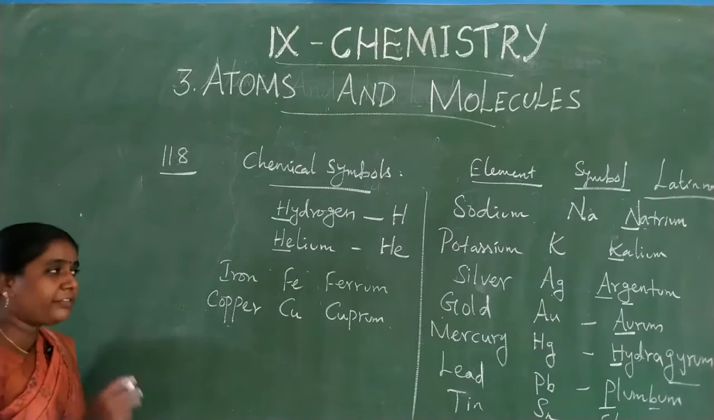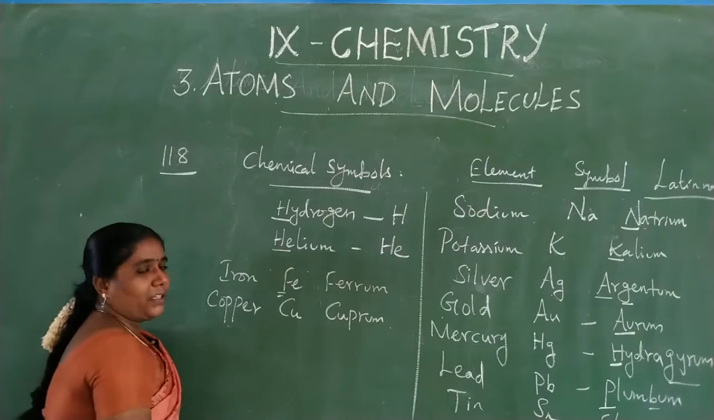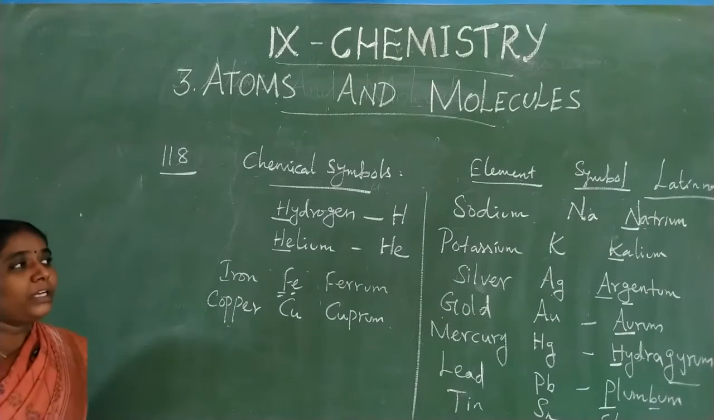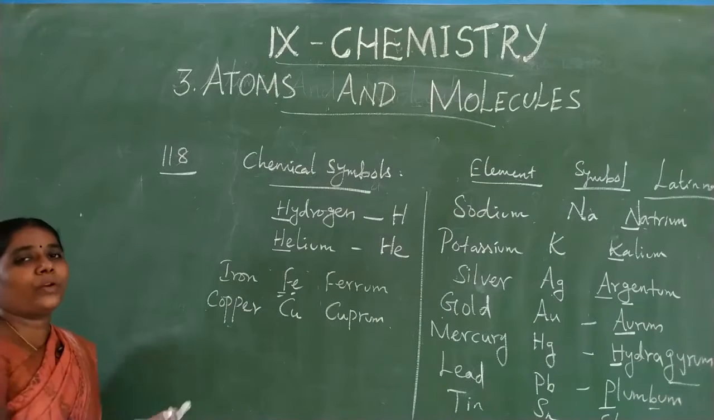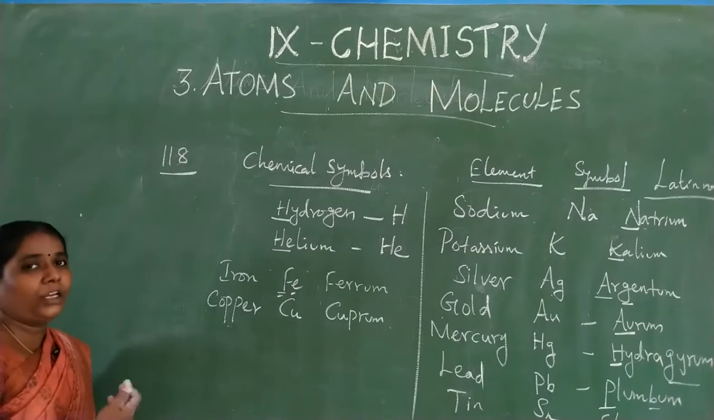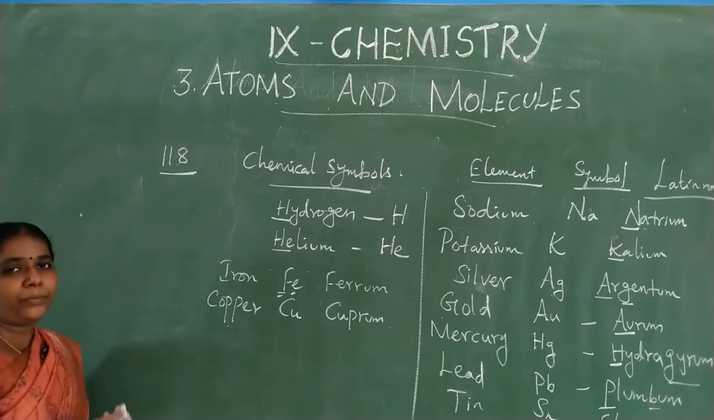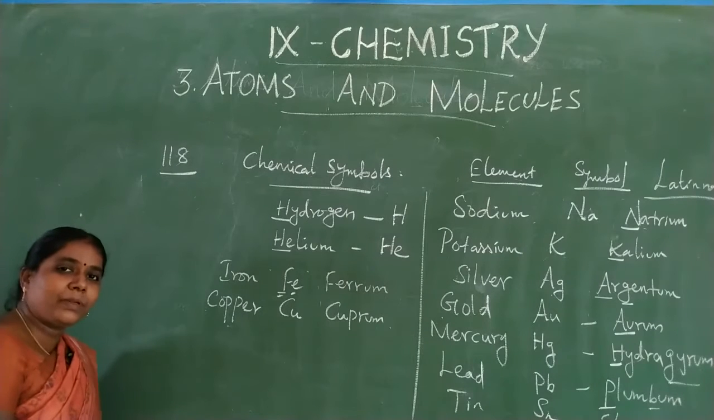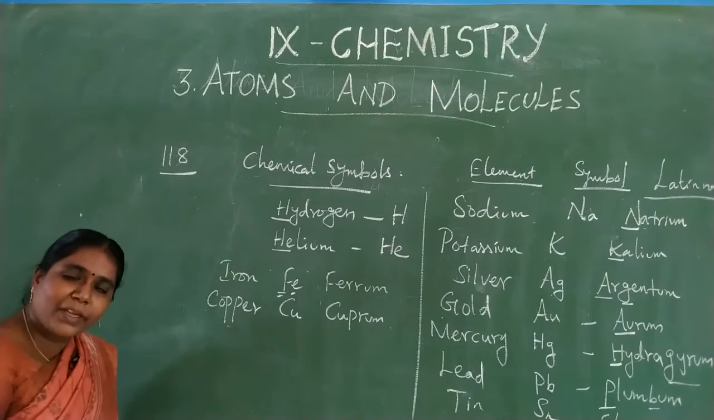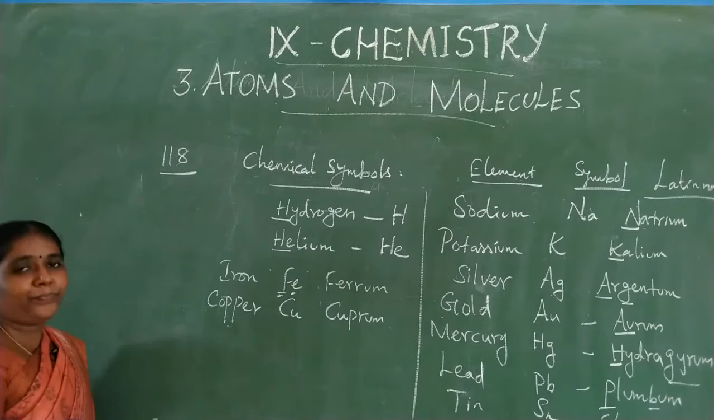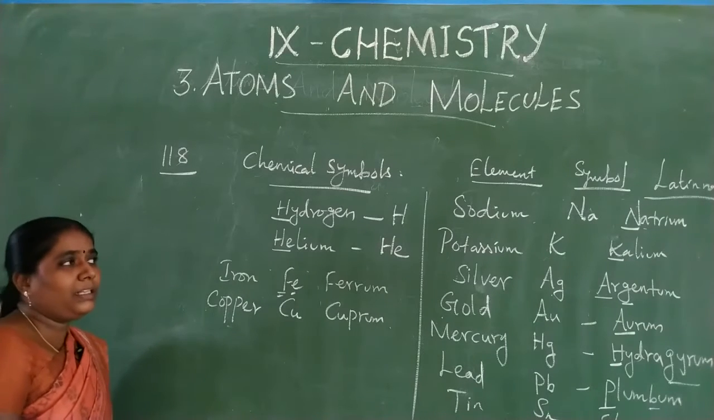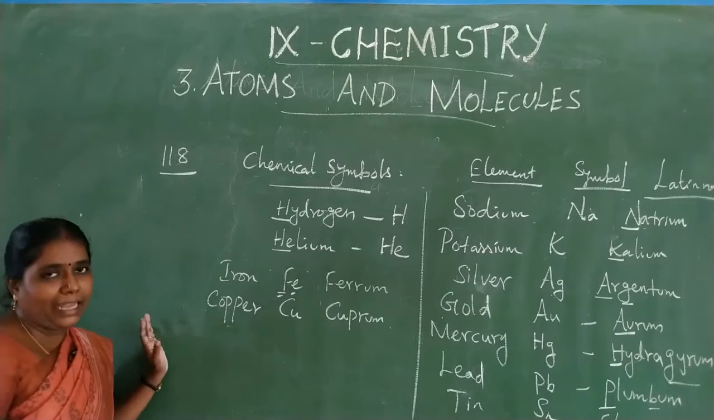So always, the first letter you should write in capital and the second letter in small. With the help of this, next we are going to discuss chemical formulas. At that time we have to know the symbols for elements. With the help of symbols, we can write the chemical formula of a compound, isn't it? Okay. See, so we know very well these are symbols of an element.